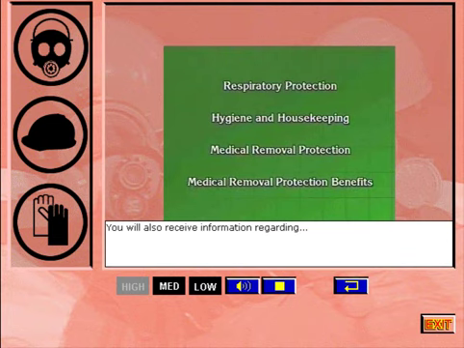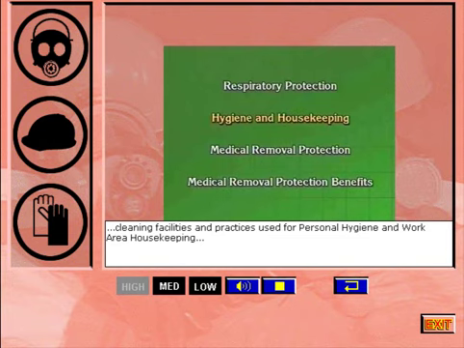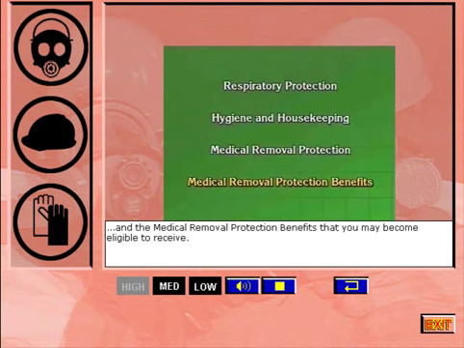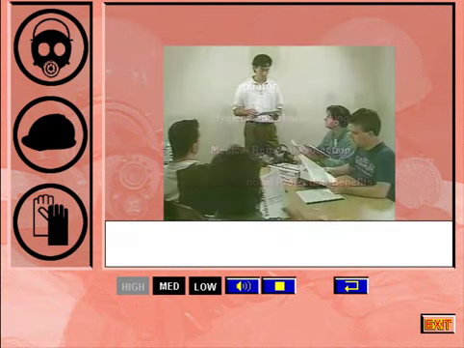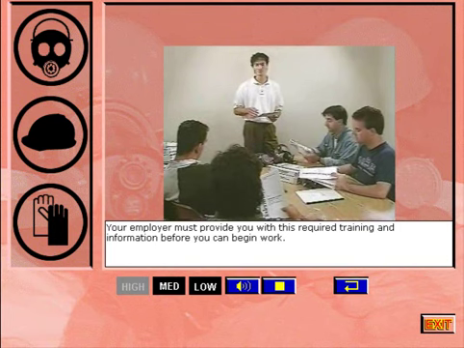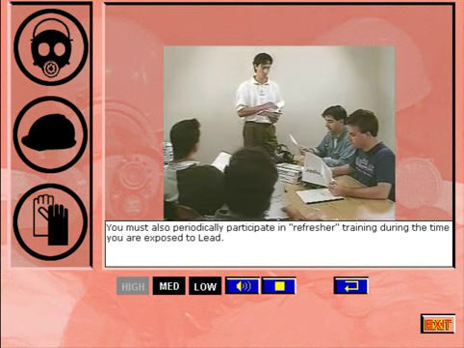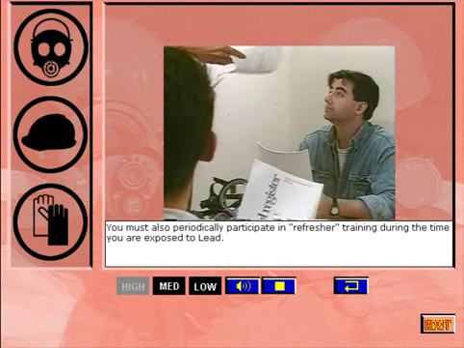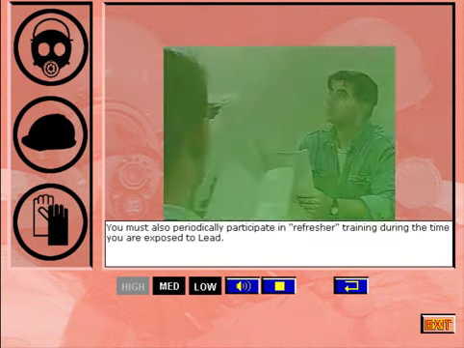You will also receive information regarding the use and maintenance of respirators, cleaning facilities and practices used for personal hygiene and work area housekeeping, the purpose and function of medical removal protection, and the medical removal protection benefits that you may become eligible to receive. Your employer must provide you with this required training and information before you can begin work. You must also periodically participate in refresher training during the time you are exposed to lead.